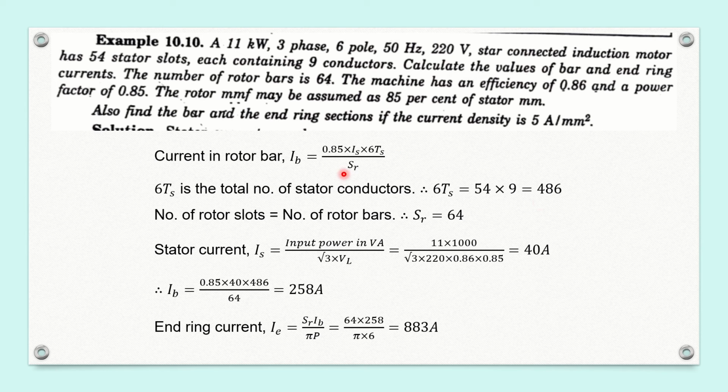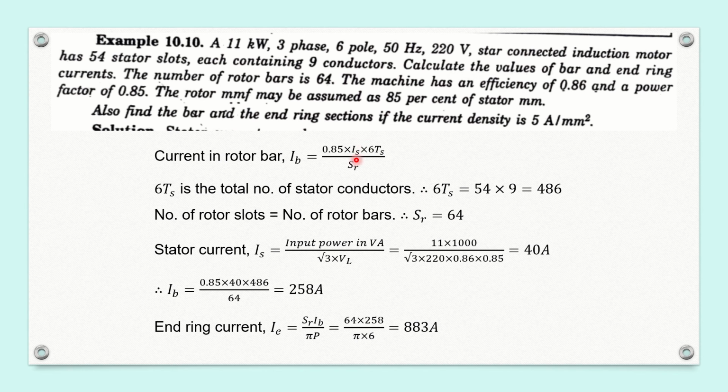The next parameter is SR, which is nothing but the number of rotor slots, and we know that in a squirrel cage rotor, 1 bar is inserted in each slot. 1 bar per slot. So the total number of rotor slots and the total number of rotor bars will be equal. The number of rotor bars is given here, that is 64. So we can take the number of rotor slots equal to 64.